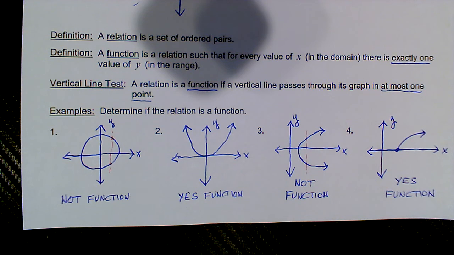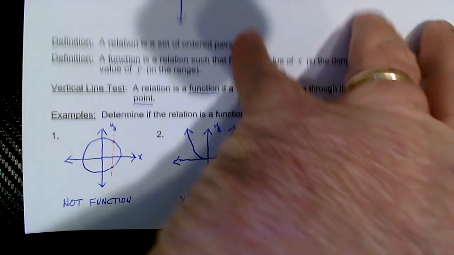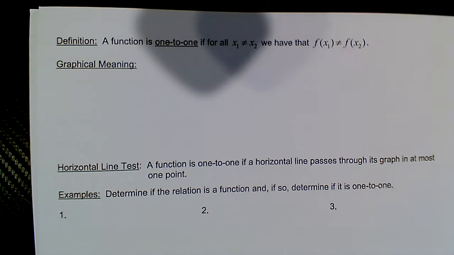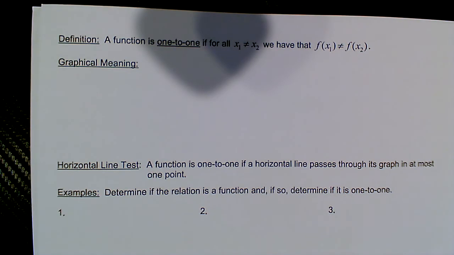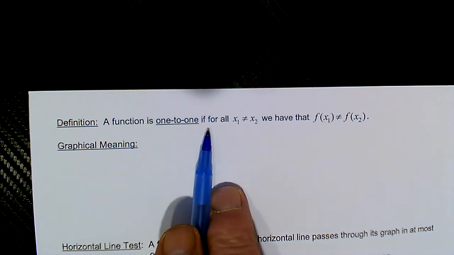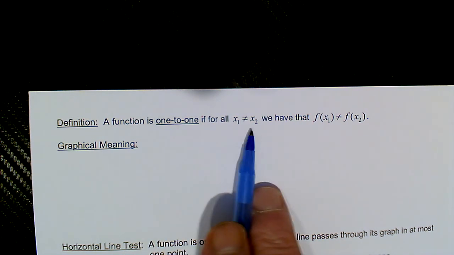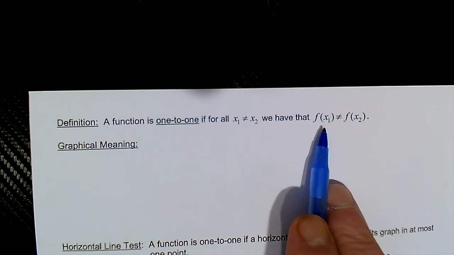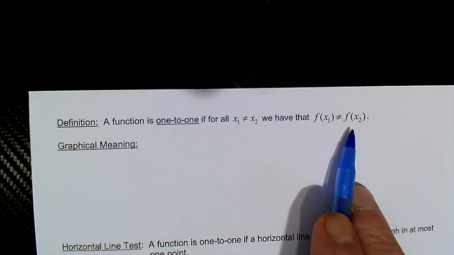Okay, continuing with the theory, here's a definition that you may or may not have seen. If you did see it, you probably didn't spend a lot of time with it. But it's for a characteristic that we call one-to-one. First off, you have to have a function. So we say a function is one-to-one if for all pairs of x values that are not equal, x1 not equal to x2, we have that their functional values are not equal. f of x1 is not equal to f of x2.